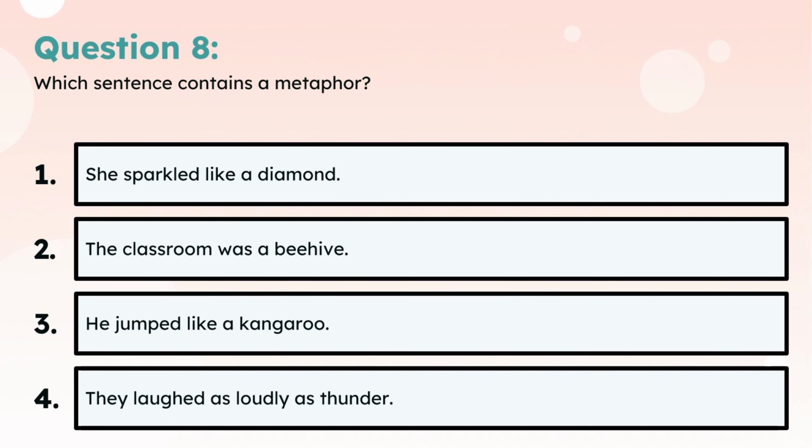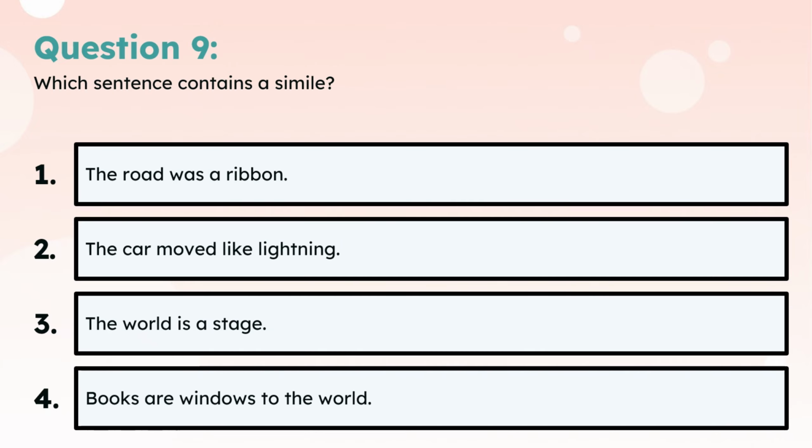Question 8. The correct option is sentence 2. The classroom was a beehive. Question 9. The correct option is sentence 2. The car moved like lightning.